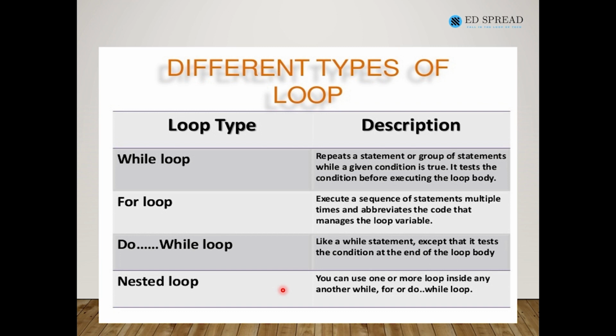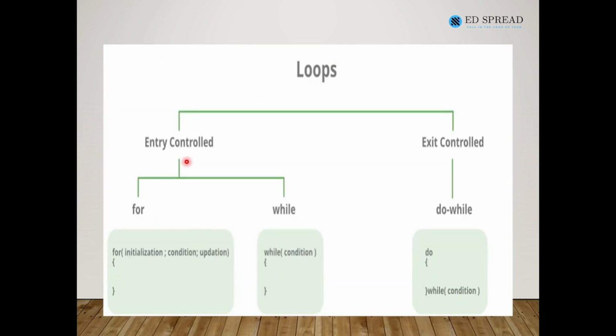Now we use nested loops when you can use one or more loops inside any other while loop, for loop, or do while loop. So generally we usually use more for loops and while loops, and nested loops when it is required. As I said, the entry control loops are for loop and while loop, and the exit control loops are do while loop.